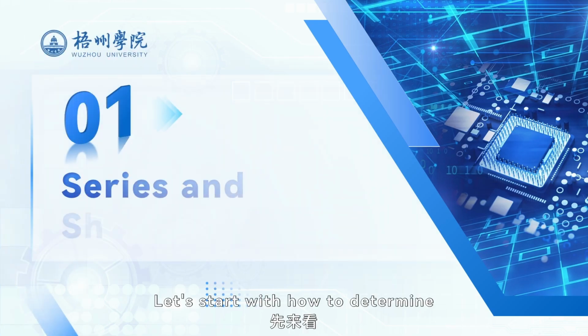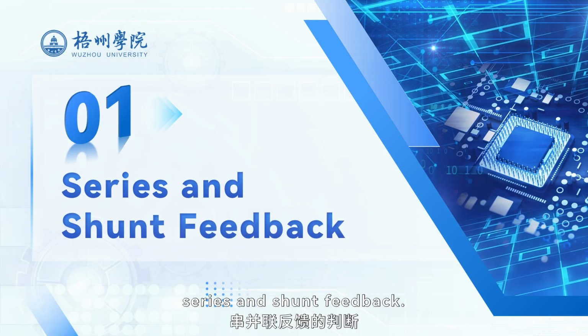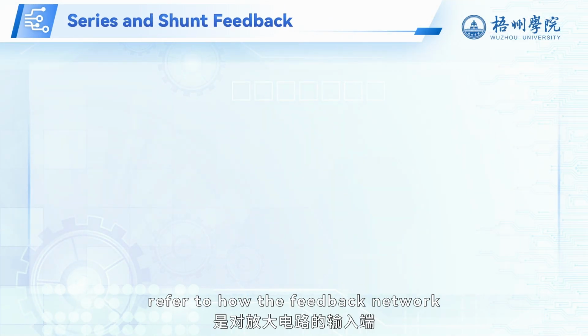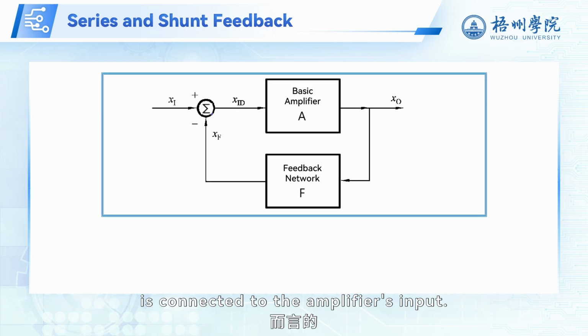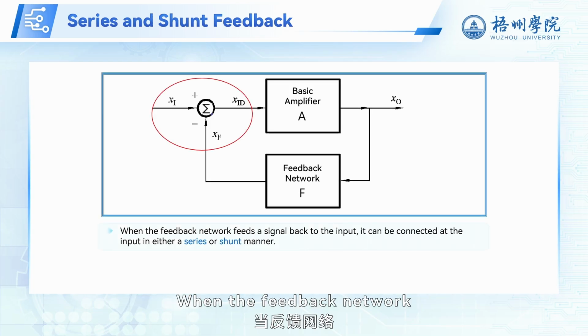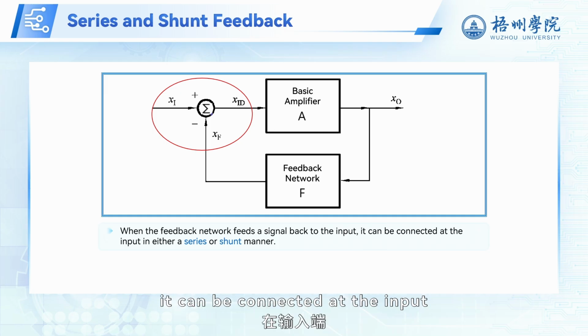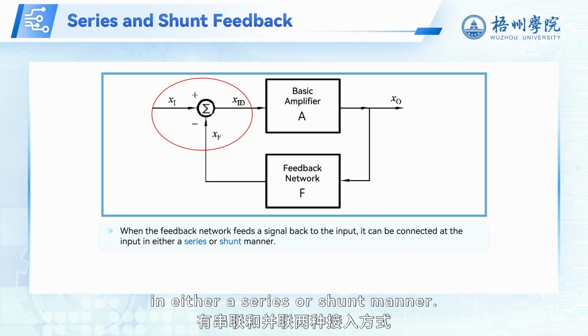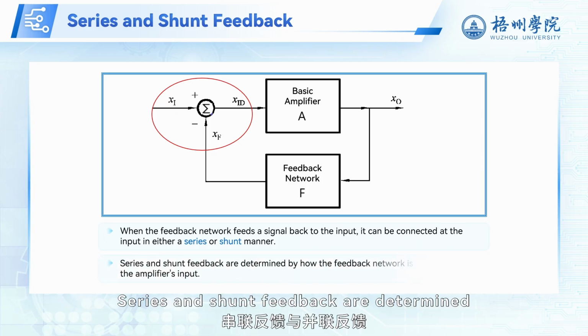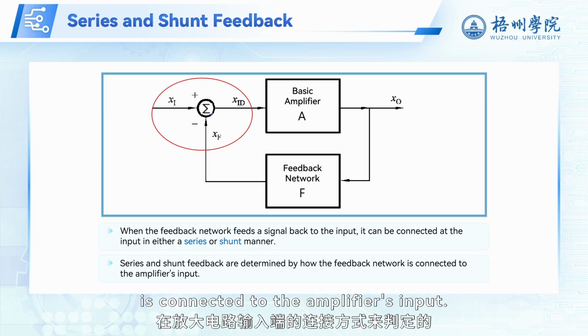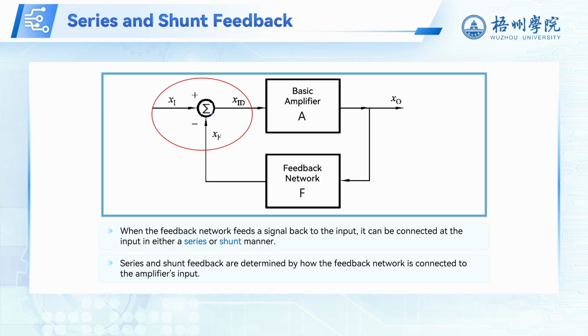Let's start with how to determine series and shunt feedback. Series and shunt feedback refer to how the feedback network is connected to the amplifier's input. When the feedback network feeds a signal back to the input, it can be connected at the input in either a series or shunt manner. Series and shunt feedback are determined by how the feedback network is connected to the amplifier's input.